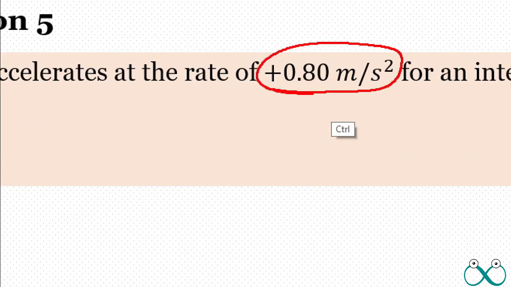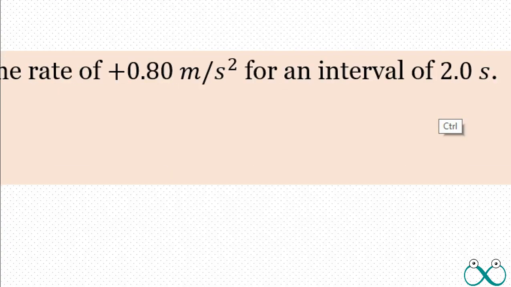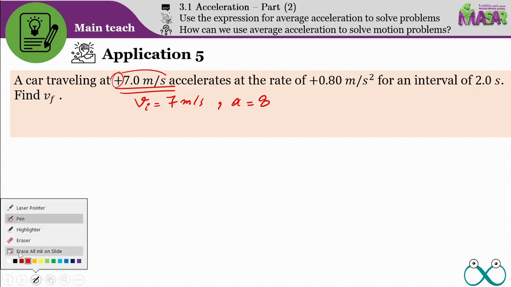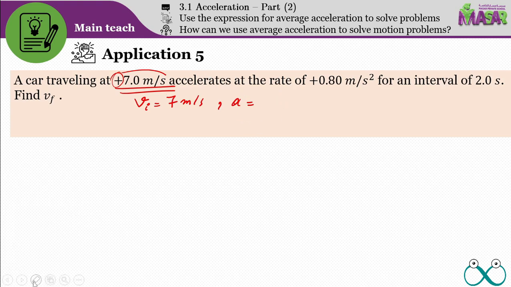Now accelerate at a rate of plus 0.8 meter per second squared for an interval of 2 seconds. Now we have the initial velocity, the starting velocity, which is equal to 7 meter per second. We have the acceleration, which is equal to 0.8 meter per second squared, and the delta t, which is equal to 2 seconds. Now we are looking for V final.